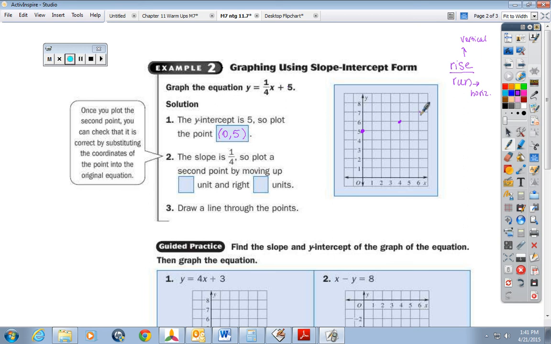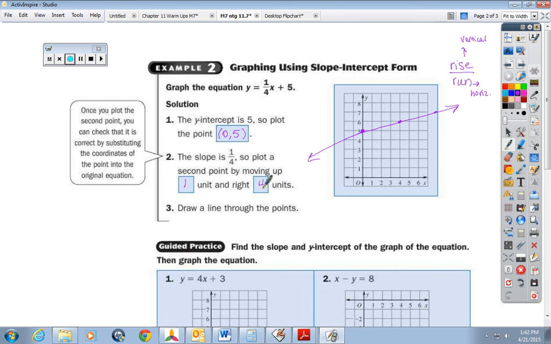Now does that look like a line? Yeah. So from there, you would just connect the dots, and you have your line. Mine is a little crooked. You can do this forever and ever, but I only ask that you do 3 points. So the slope is 1/4, so we plot a second point by moving up 1 unit and right 4, and then we draw a line.